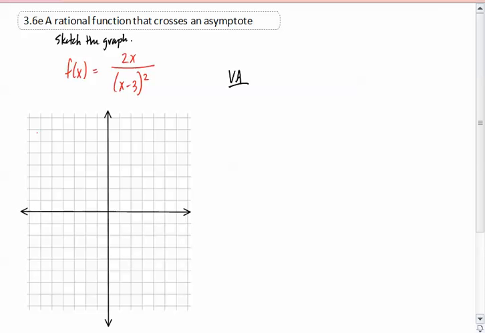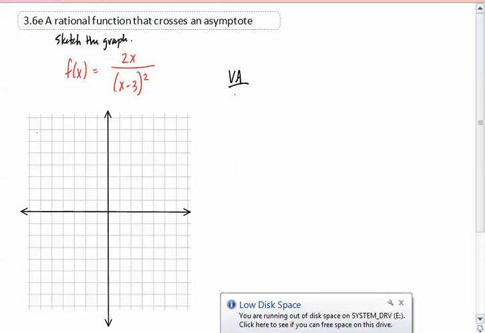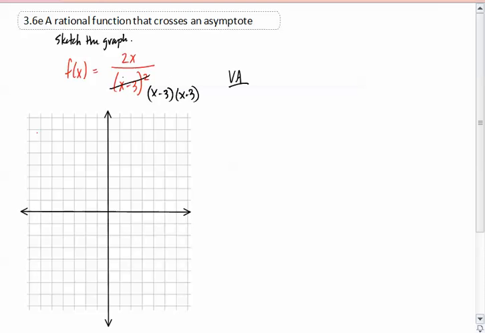Vertical asymptotes are found when I've factored everything and canceled anything that can be canceled. This is completely factored. Nothing can cancel, so now I take my denominator and set it equal to 0. Well, I have x is 3. So that's my vertical asymptote.